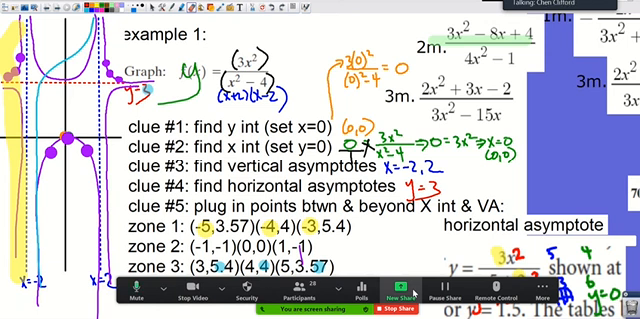-3, -4, -5. Someone asked, how did I get these specific x values? The reason is because you want to see what happens in zone 1. So we have a vertical asymptote of -2. What are some x coordinates in zone 1, to the left of -2? It's -3, -4, -5.